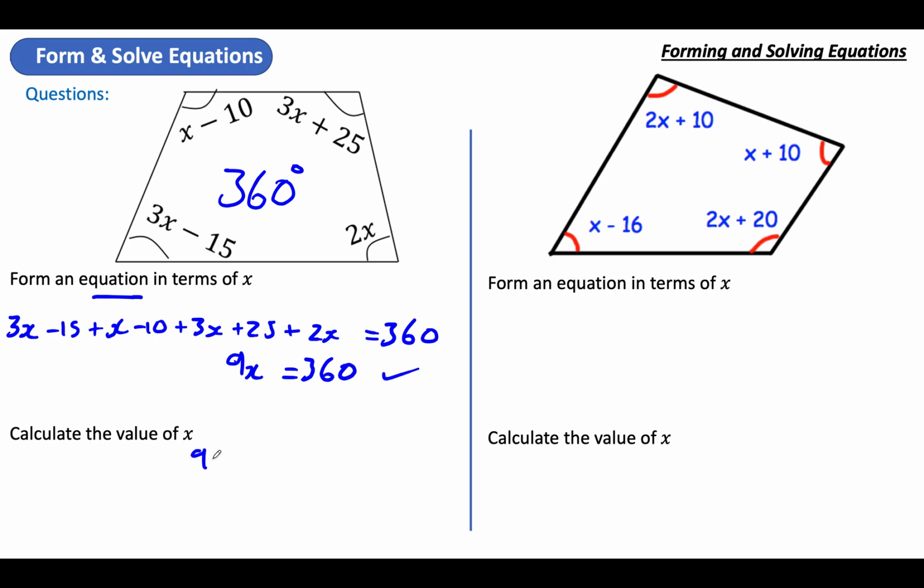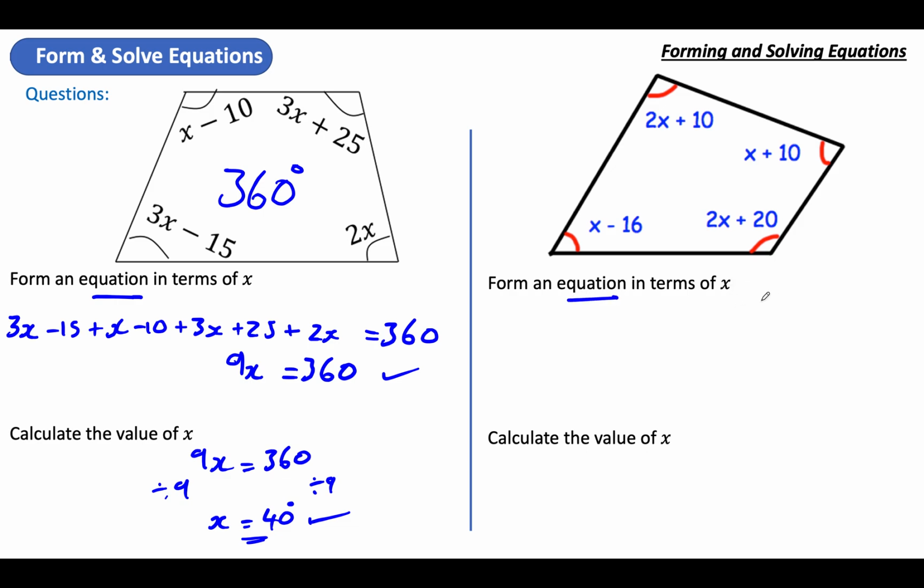Now calculate the value of x. Well, this one's a bit easier than some of the others now. All I need to do is divide by 9, because I don't want 9x, I only want 1. 36 divided by 9 is 4. So 360 divided by 9 must be 40. Right, degrees. Happy days.